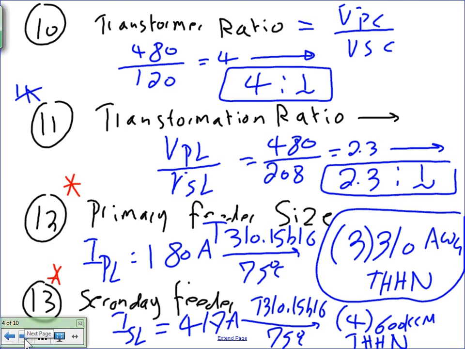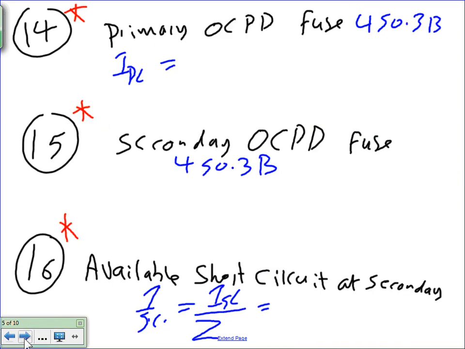Okay, so this is warming up. Let's go. Are you good? All right, so let's go to number 14. 14 is the fuses. Now that we've sized the conductors on the primary and the secondary, we need to go fuse them, because you have to provide an overcurrent device.